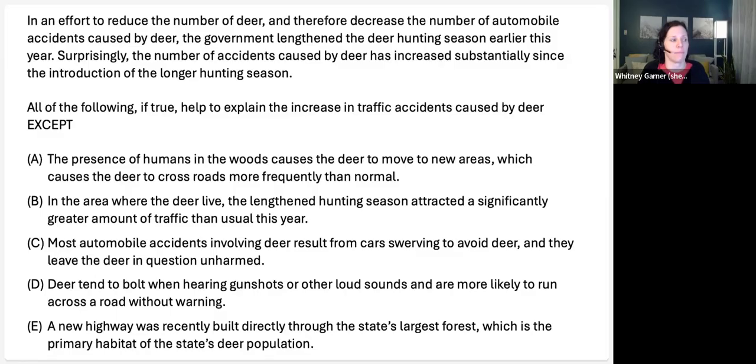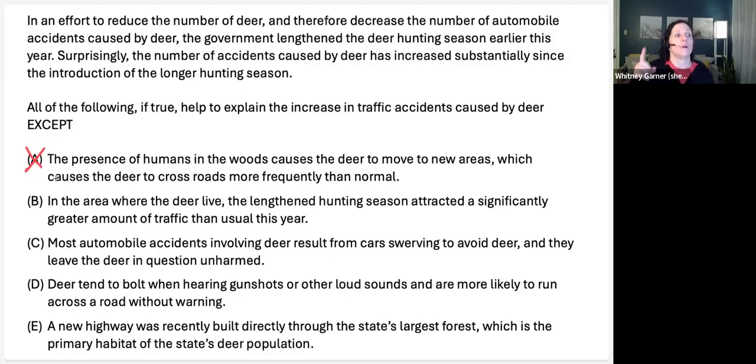So answer choice A, the presence of humans, that would be hunting, in the woods causes the deer to move to new places. So they're running from them, which clearly makes sense, which causes the deer to cross roads more frequently than normal. Yep, that would certainly explain it, because if they're crossing roads more frequently than normal, they're more likely to be hit by vehicles. So yep, that would explain this discrepancy. So I eliminate it.